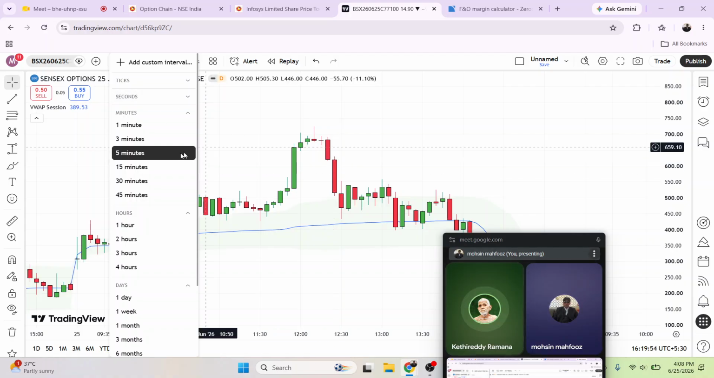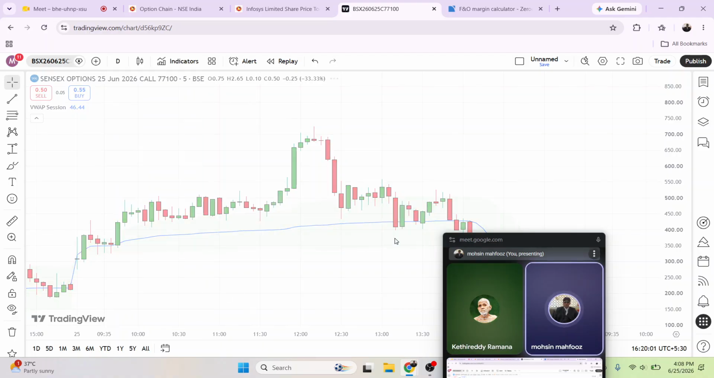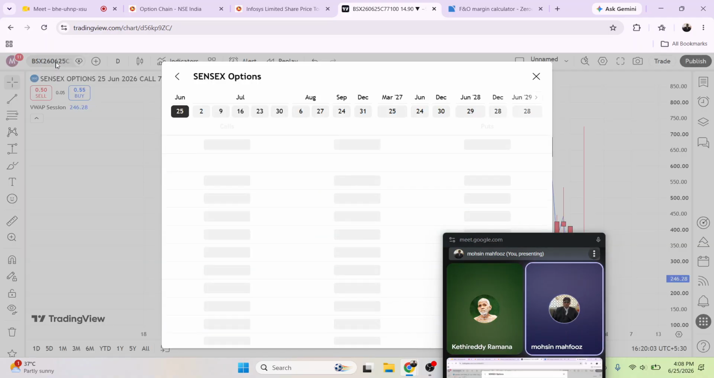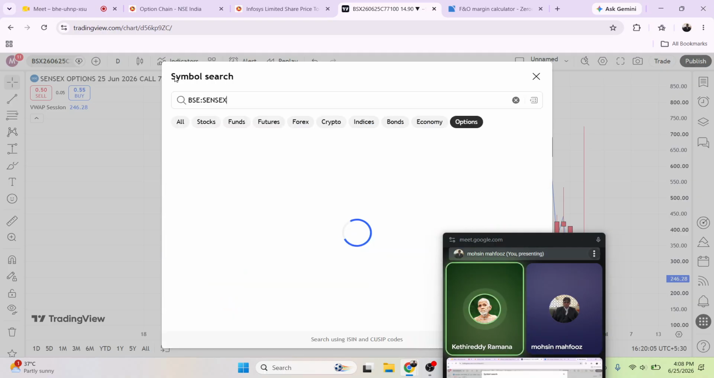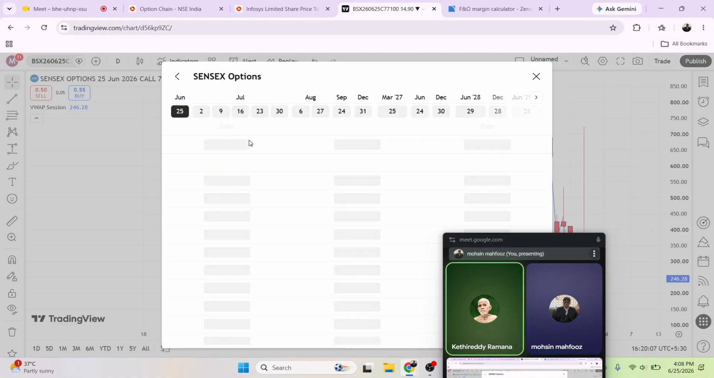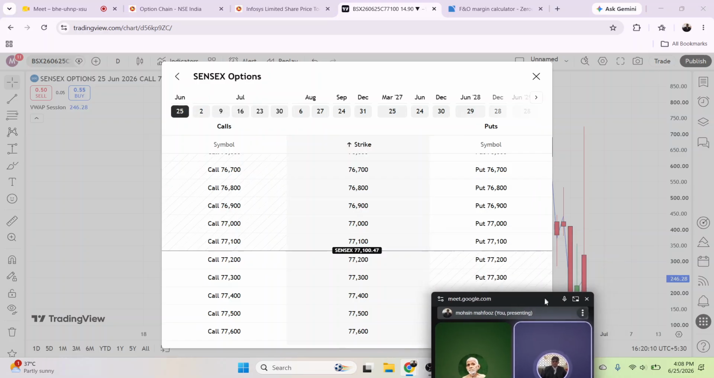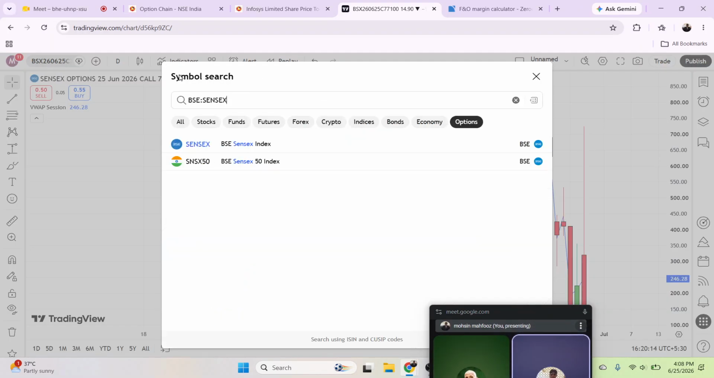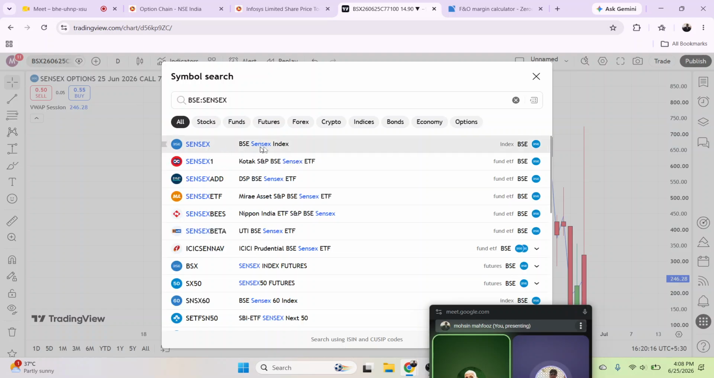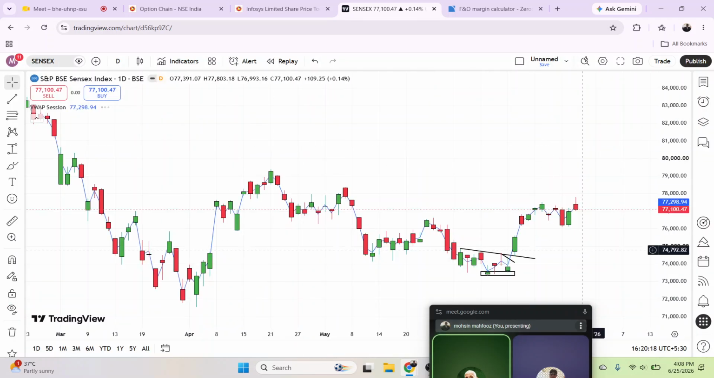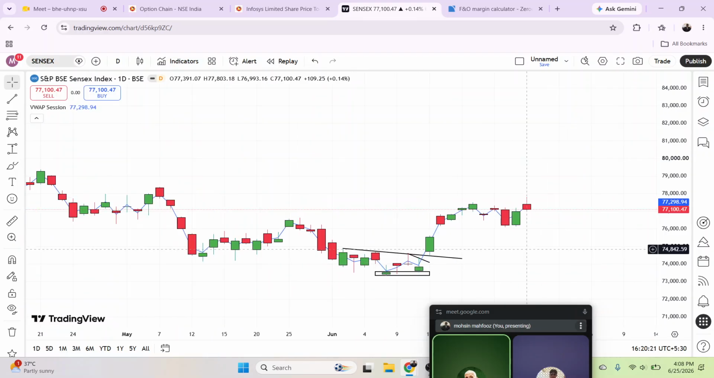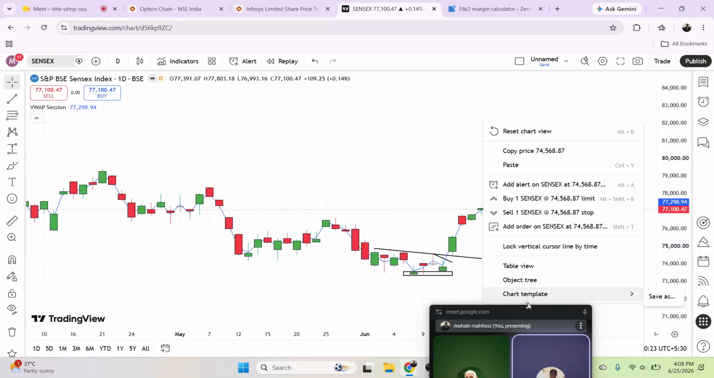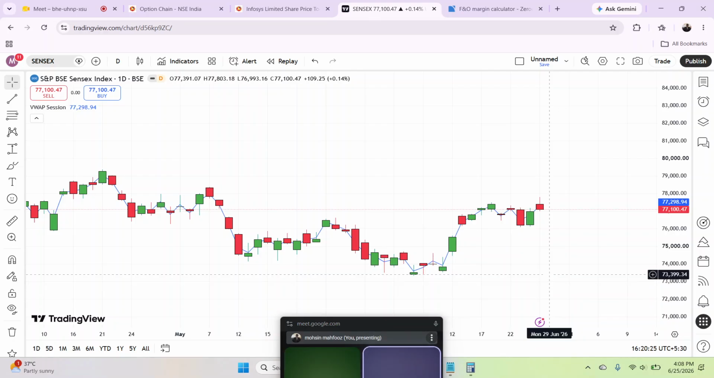Sir, if we are doing it in the daily time frame, in what time frame can we set the stop loss? I am using the daily time frame for taking the trade. The thing is that in indices, especially Sensex and Nifty, the volatility is too high. Now you can see this is the daily time frame.